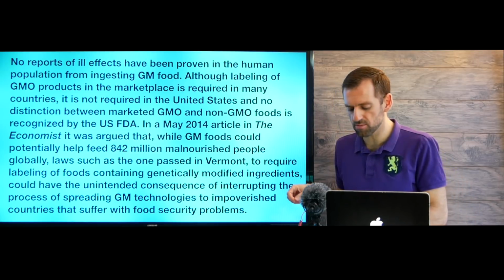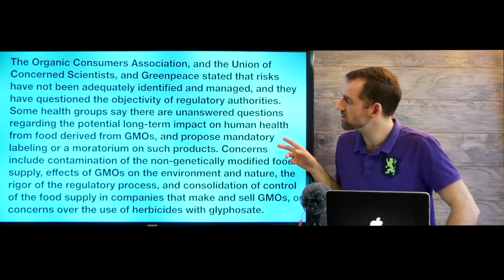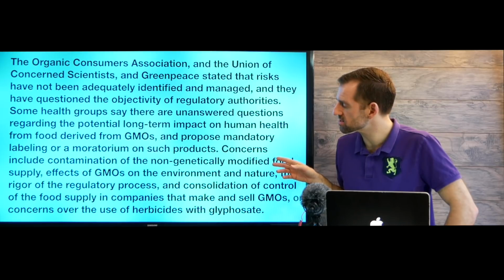The Organic Consumers Association and the Union of Concerned Scientists and Greenpeace stated that risks have not been adequately identified and managed, and they have questioned the objectivity of regulatory authorities. Some health groups say there are unanswered questions regarding the potential long-term impact on human health from food derived from GMOs, and propose mandatory labeling or a moratorium on such products.